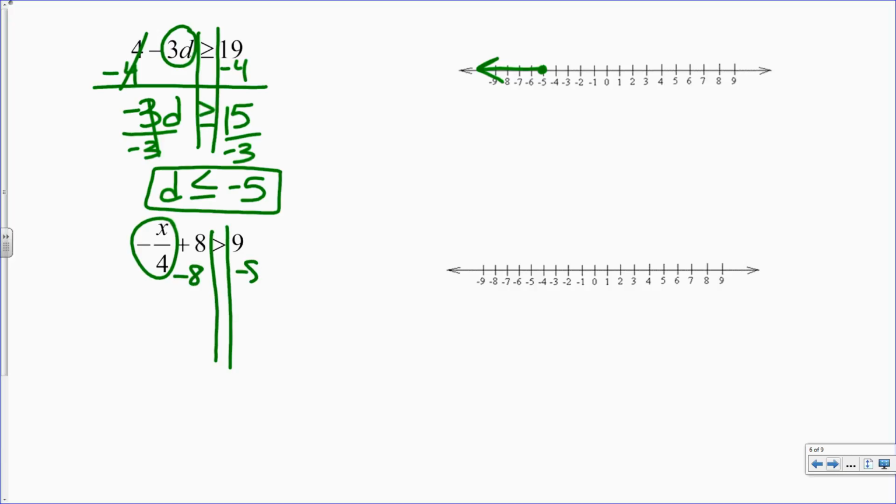So I subtract 8. 9 minus 8 is 1. So I've got a 1 here. Make sure it doesn't look like a negative 1 there. 9 minus 8 is 1. These are gone, so you have a negative x over 4.